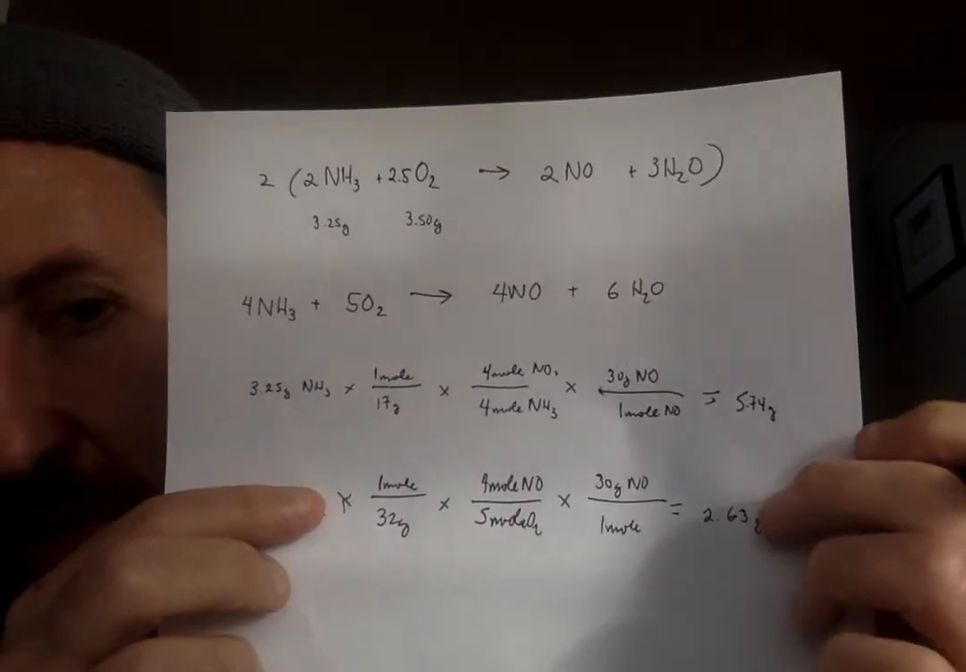So 3.25 divided by 17 times 4 divided by 4 times 30, 5.74 grams. 3.5 divided by 32 times 4 divided by 5 times 30, 2.63 grams. Okay, so basically the oxygen is the limiting reactant. That's what that bears out here. The oxygen's the limiting reactant because I only have enough oxygen to make about 2.63 grams of product. And so when the question asks how much is made and you got 5.74 and 2.63, the 2.63 is obviously the correct answer.